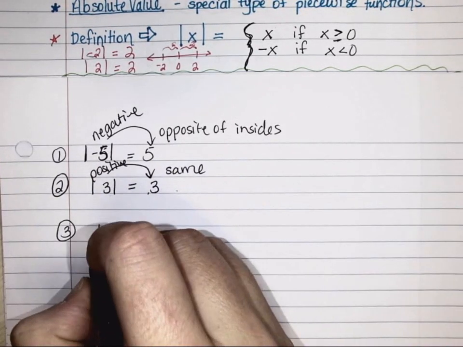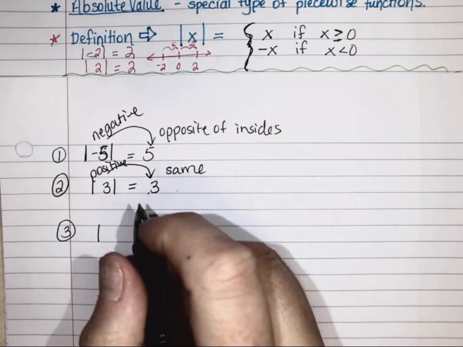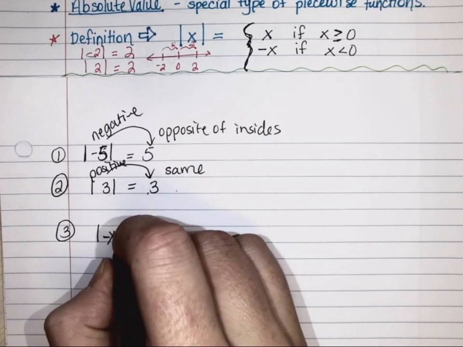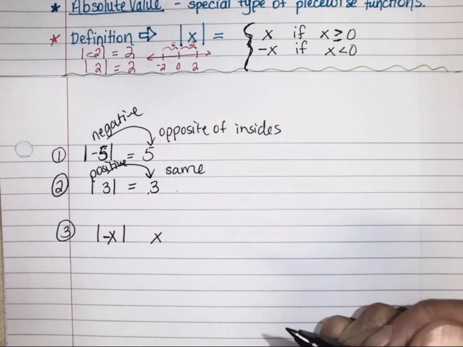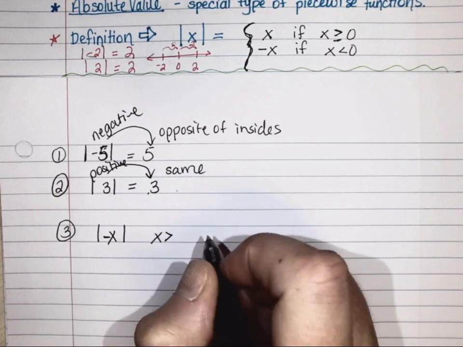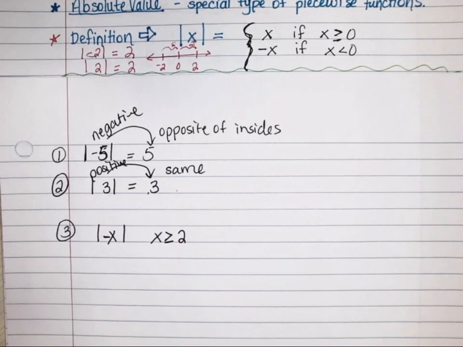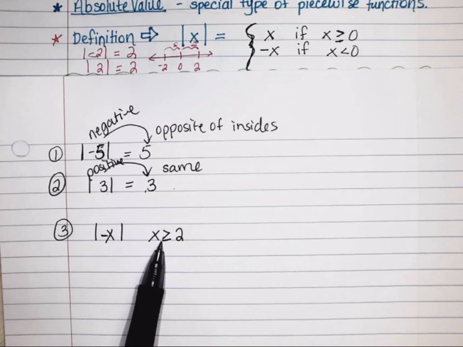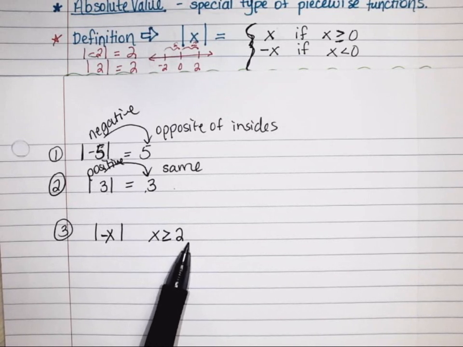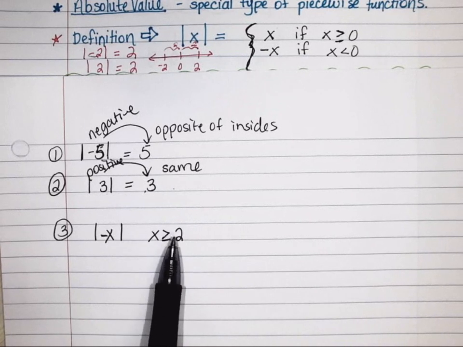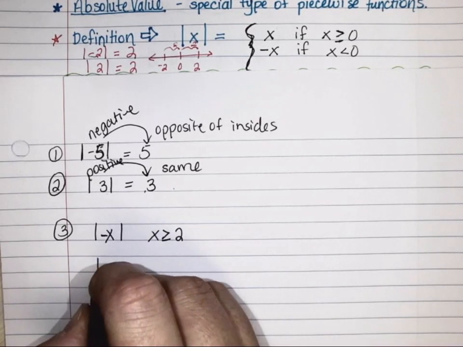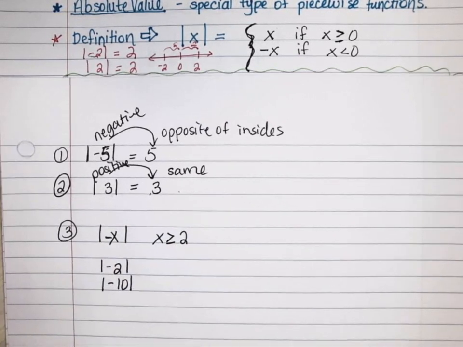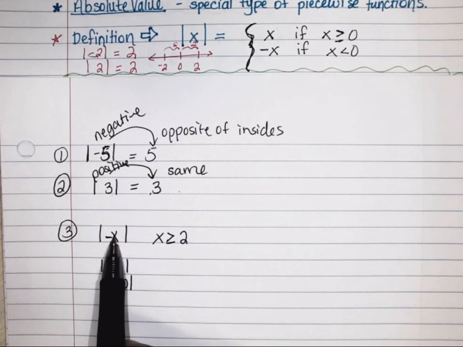All right, let's take it up a step. Let's say the absolute value of -x, and we're going to say that x is greater than or equal to 2. So let's practice finding the absolute value of this if we know that x has to be greater than or equal to 2. So you have to think, if I plug in numbers 2 or greater, let's test them out. So if I plug in 2 for x, I get negative 2. If I plug in 10, I get negative 10. We're plugging in numbers greater than or equal to 2 for x.